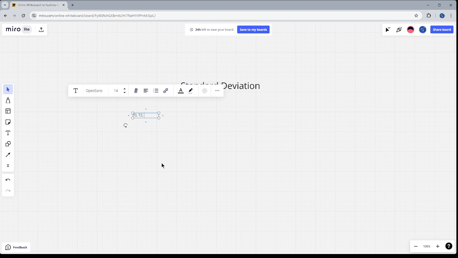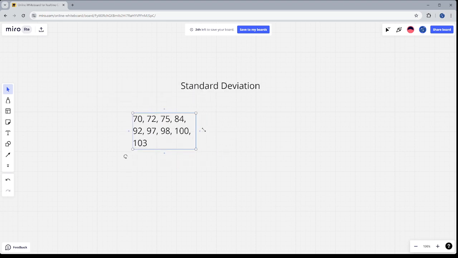So it can be like 75, 80, doesn't matter. 84. Yeah. Give me a few more. 92. 97. 98. Good. And let's do 103. Sure. Okay. So we'll say this is the range of heights in our class.